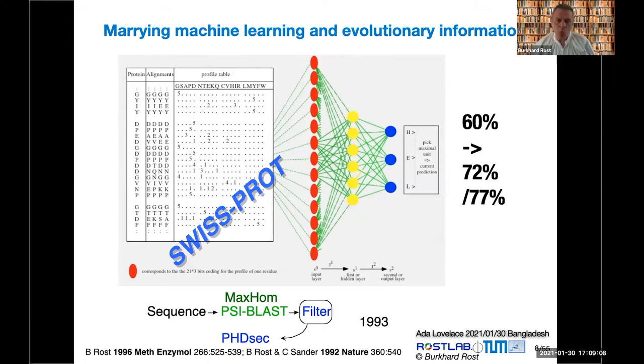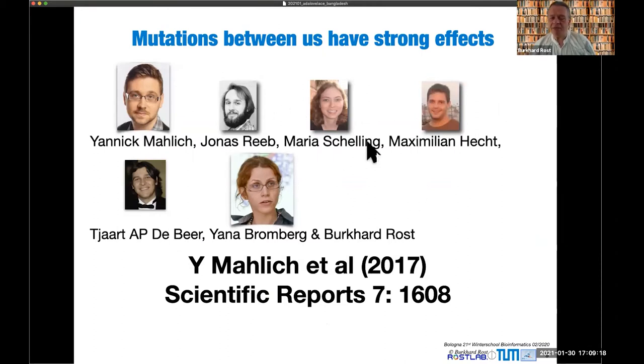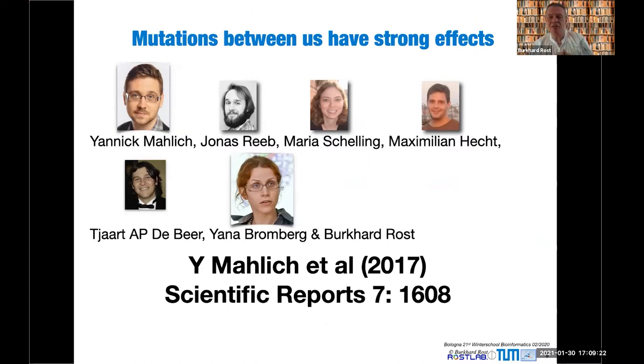Okay, and one particular way of doing that is a tool that was originally started by Jana Bromberg and then continued by Max and then later by Jonas. They developed a tool that can predict, if I have one of these variants that you hear talked about in COVID, is it going to affect a change or not?